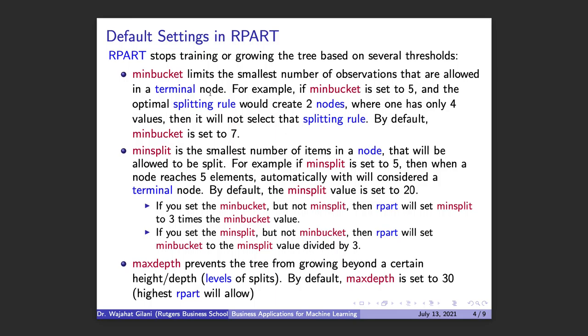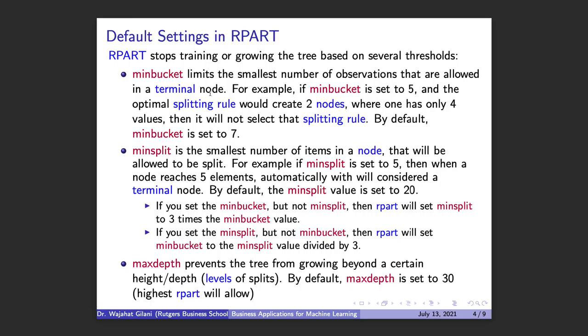For example, let's say I set min bucket to 5. R will automatically set min split to 3 times that number. So if I set min bucket to 5 and I don't explicitly set min split, then min split will be set to 15. It'll be roughly three times that number.